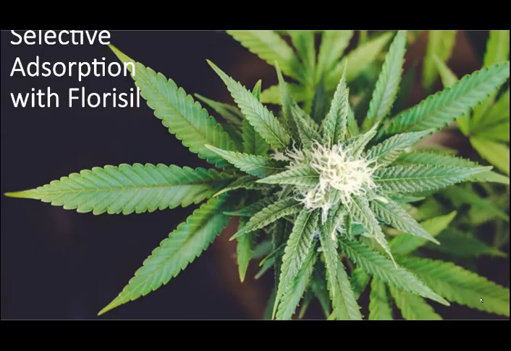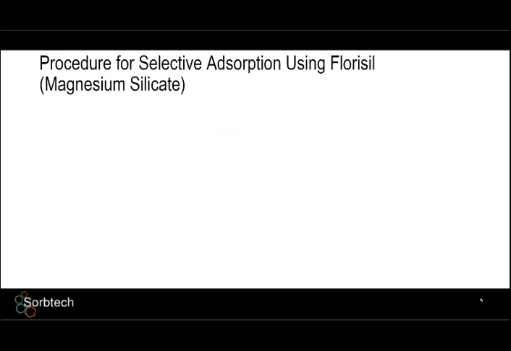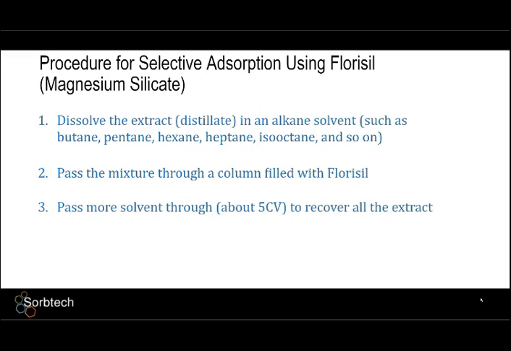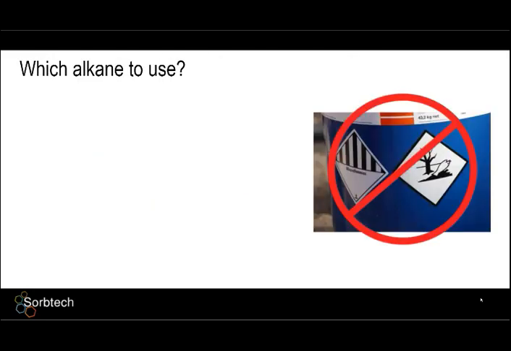So looking at the case of Florisil, what you do is you dissolve your extract in an alkane solvent, such as butane, pentane, hexane, heptane, isooctane, and pass the mixture through a column filled with Florisil. You add it to the column, pass it through, pass about 5 column volumes more of solvent through, recover it all, evaporate the solvent, and that's it. You're done.